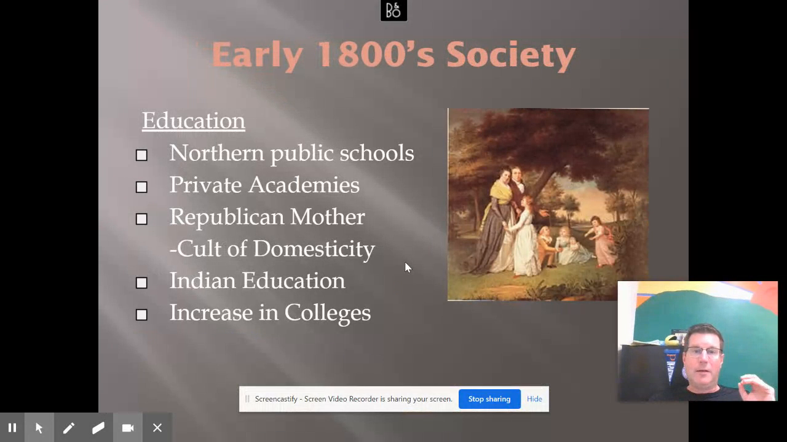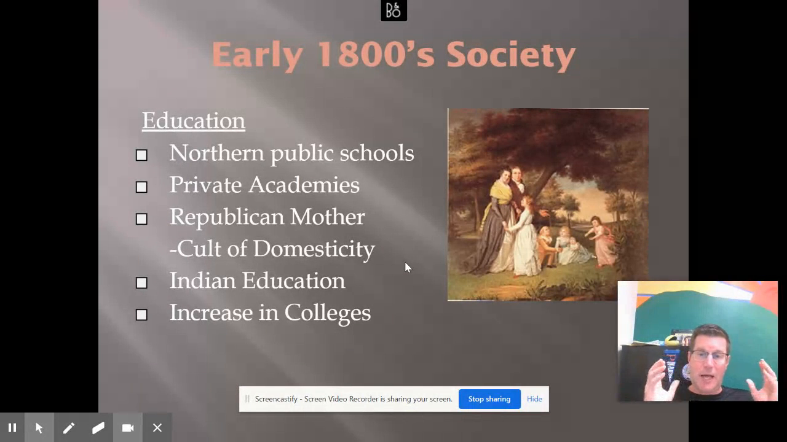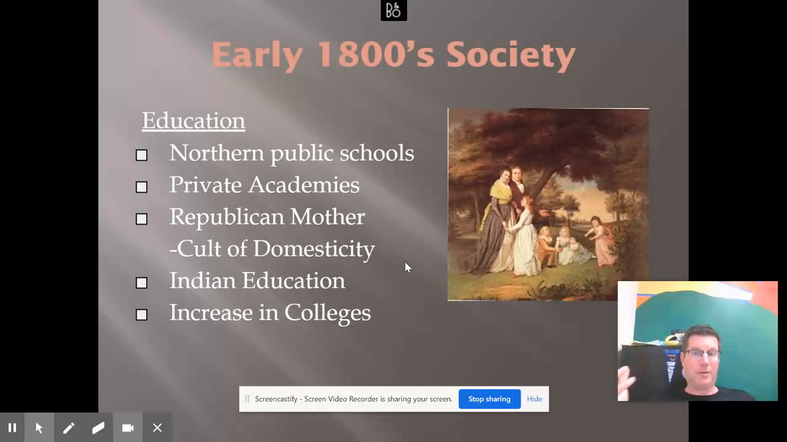Okay, society. So education. There is very much an emphasis on education in this era. The idea of having public schools spreads from New England all the way through the northern part of the country. They are funded by taxpayers. Remember, as part of the Northwest Ordinance and the township and range system, part of the land is devoted to being sold to pay for public schools. So even if you look in this area, there are a lot of former rural public schools.